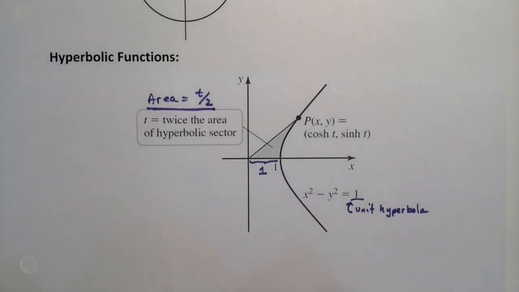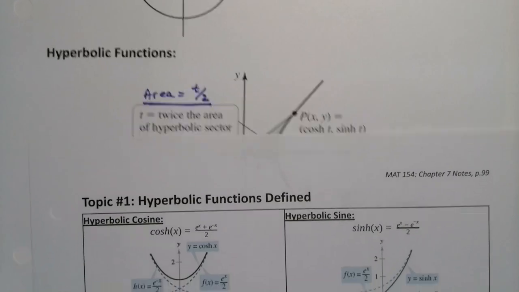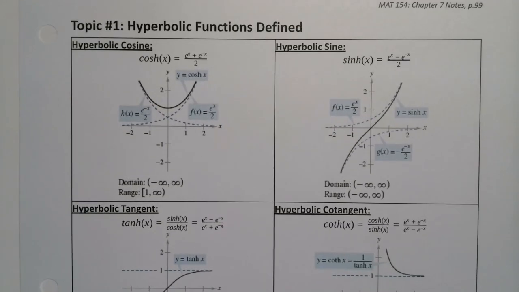All right, so this creates a whole new class of functions, the cosh and sinh and so on. So let's look at some of them. Now I have them here defined and drawn for you. I believe they're actually on the quick reference sheet as well.